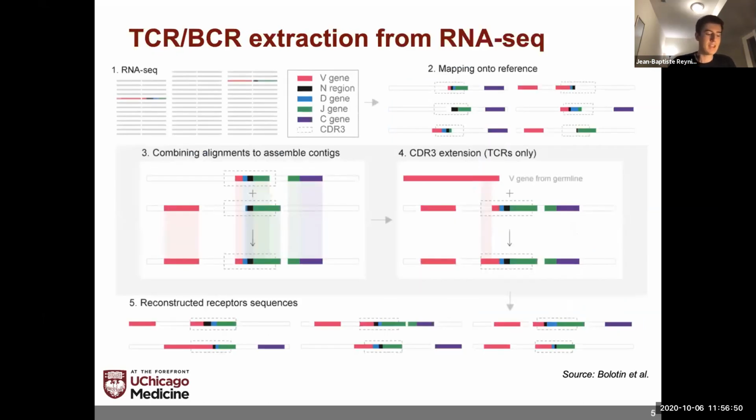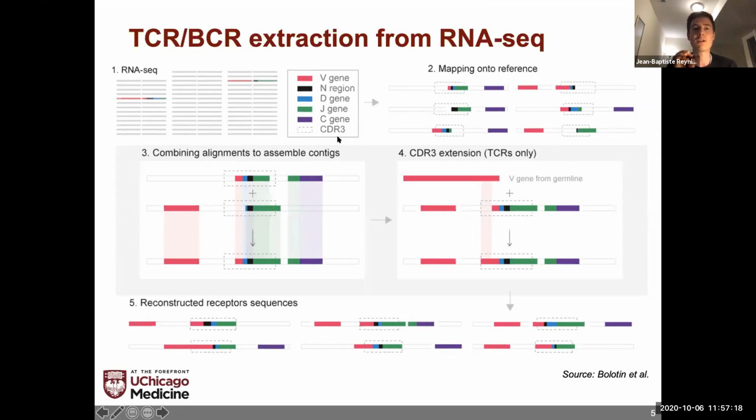Our pipeline is essentially a consensus of multiple algorithms which extract T cell receptors and B cell receptors from RNA sequencing. So the general idea, when you start off, you have bulk RNA sequencing, so unselected sequences. And so you have a very low percentage of reads that are actually related to B cell receptors and T cell receptors, as you can see here in one.